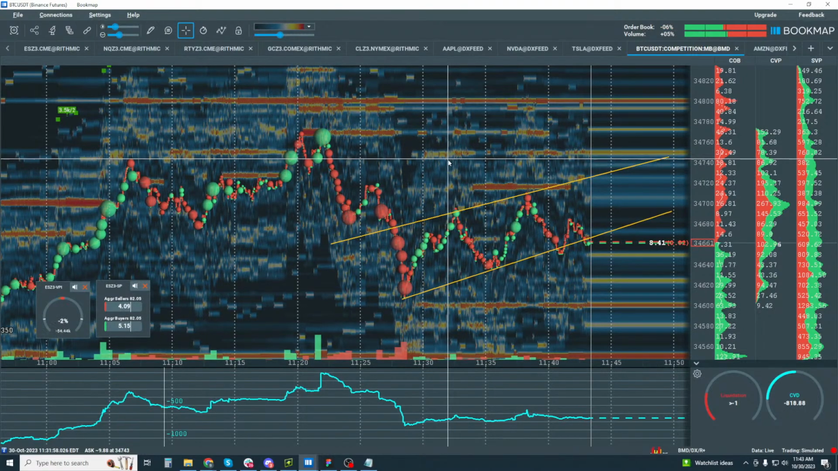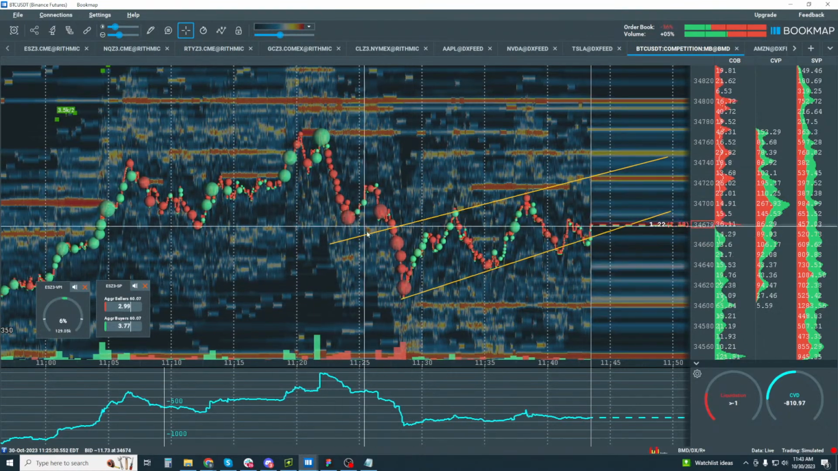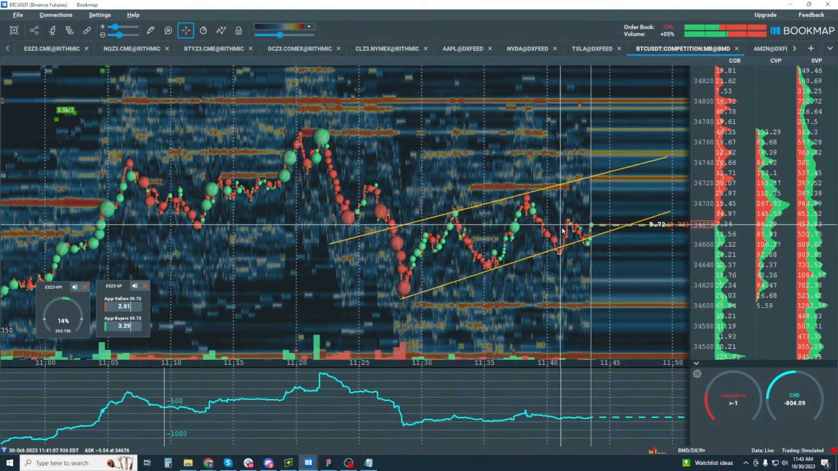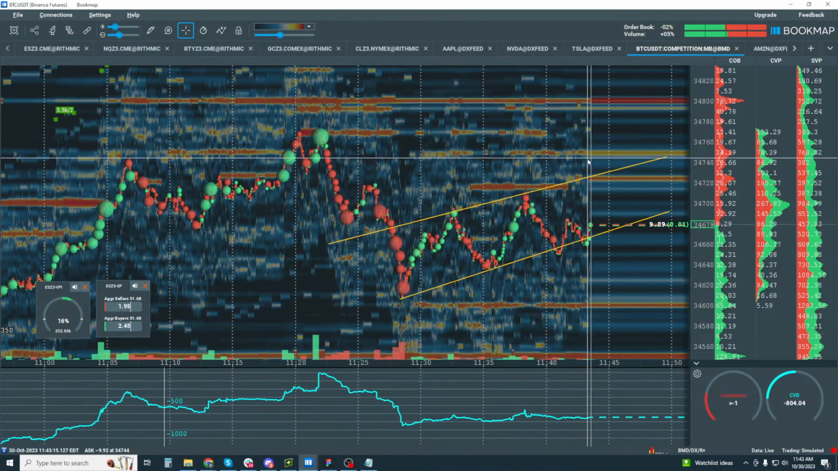Okay, again, you can see here, strong move, pullback, strong move. So kind of putting these two together and then looking for this kind of back and forth, again, strong move to the downside.